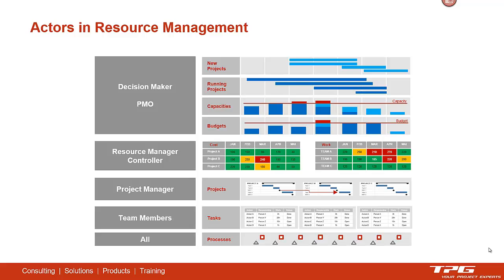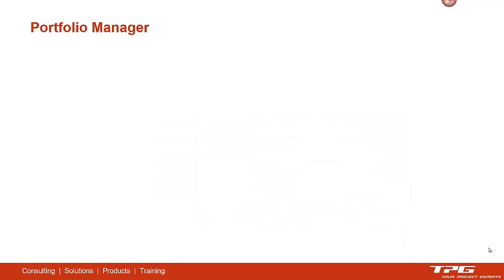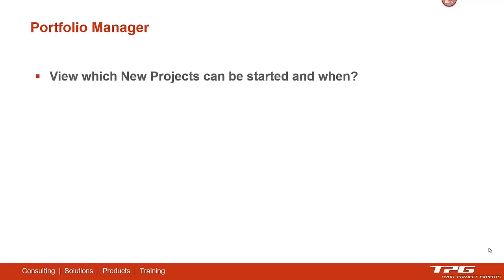So let's come to the first role we want to cover with the tool, and we call them decision makers, which can be a PMO, which can be a portfolio manager, and for now we want to call him a portfolio manager. This portfolio manager has a certain kind of question against a project portfolio. What he wants to see is which new projects can be started and when.